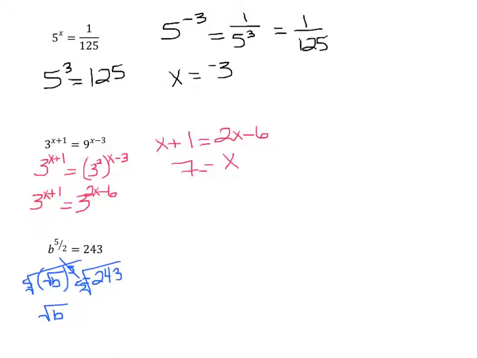Now you might be thinking, how on earth did you know that you could take the 5th root of this number? Well, the way that I knew that is I took the prime factorization of 243, and I got that it was 3 to the 5th power. So the 5th root of 243 is simply 3. Then I'll square both sides and find that b is equal to 9.